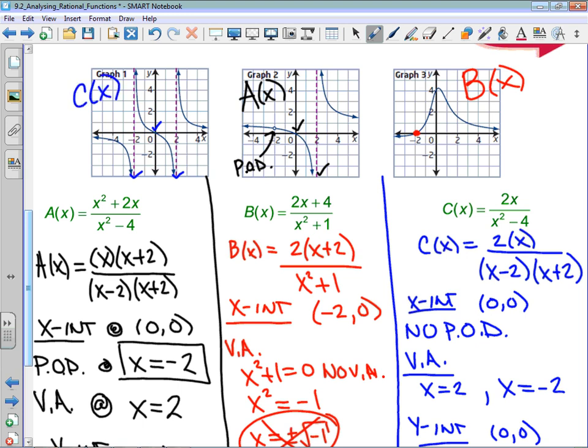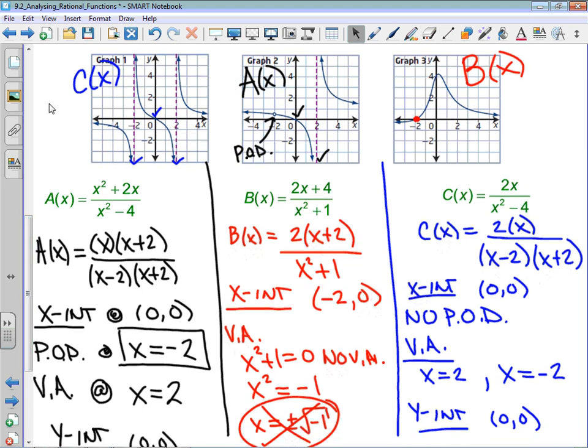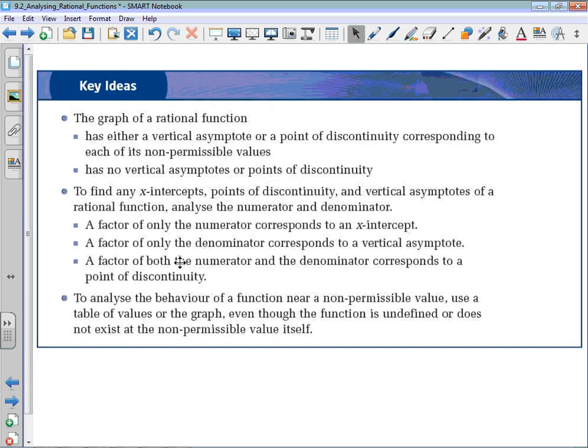Really interesting question because it's pushing the whole process all at once, and analyzing these rational functions is not the simplest thing, but it is nice because it's always going to go back, and I'm going to put it up here because it's actually in your textbook, this right here. A factor only in the numerator corresponds to an x-intercept, only in the denominator is a vertical asymptote, and in both is a point of discontinuity.